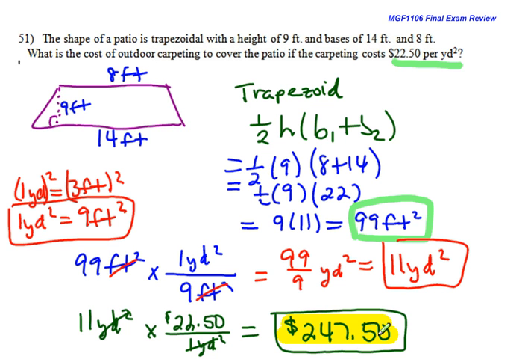First step, double check the units are all in the same form. Plug it into our formula. Simplify. We then are multiplying by the cost, but in order to do that, we have to convert our units to be the same units. So we used our conversion factor and then finished the problem.